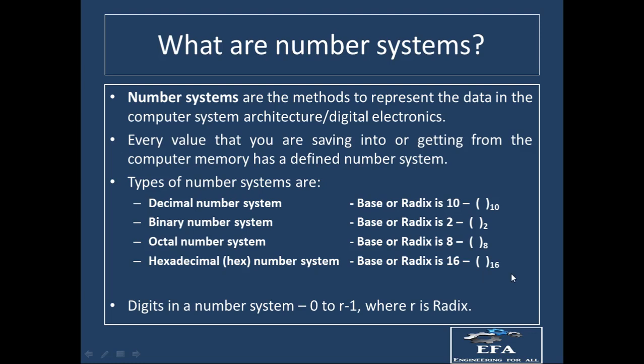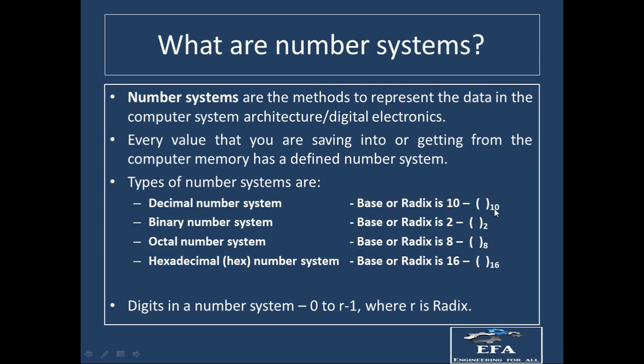When we talk about any type of number system, the digits in a number system are given by 0 to r minus 1, where r is the radix of the number. Suppose we have a decimal number system which has radix equal to 10 or base equal to 10. Therefore, the range of the decimal number system will be from 0 to 10 minus 1, that is 0 to 9.